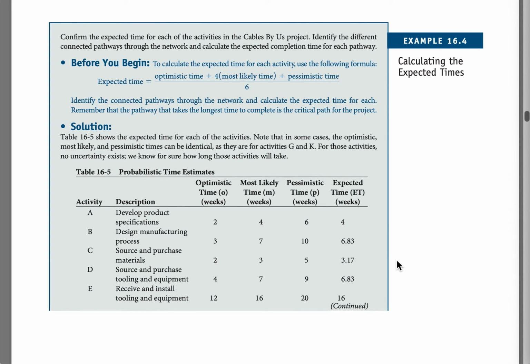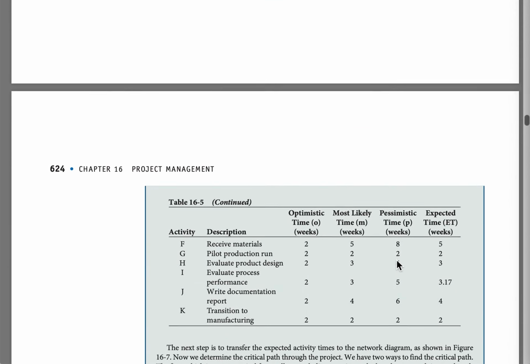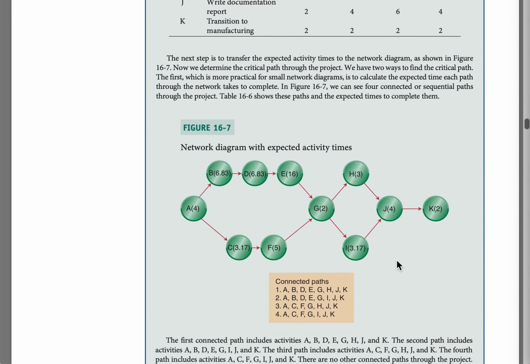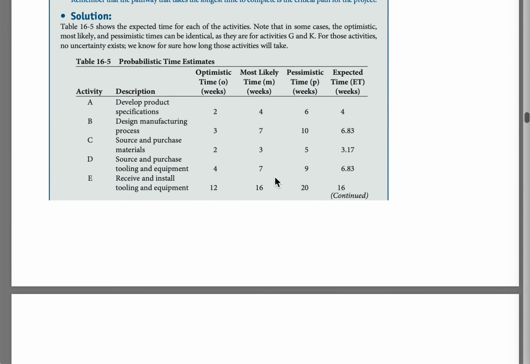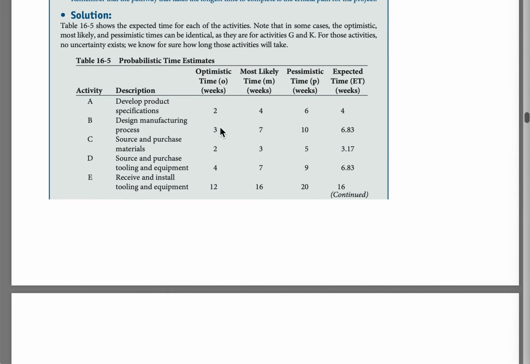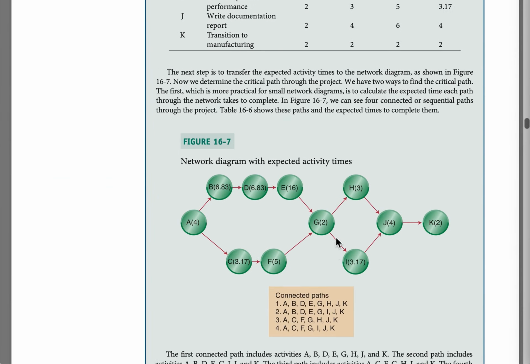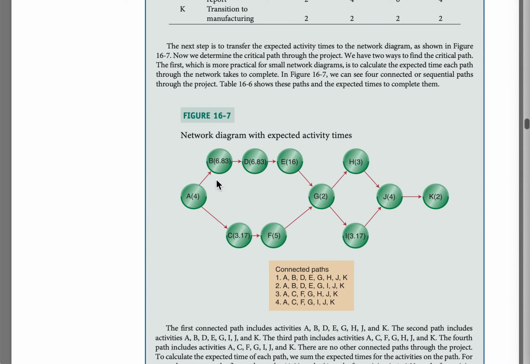So, what's the next step? You need to prepare a very simple network diagram with all the expected time activities. So this is a diagram using circular nodes, and we're just listing the expected time here. So A had an expected time of 4, B had an expected time of 6.83, and that's listed here. C had an expected time of 3.17, and we're just presenting it in network diagram format using simple circular nodes.